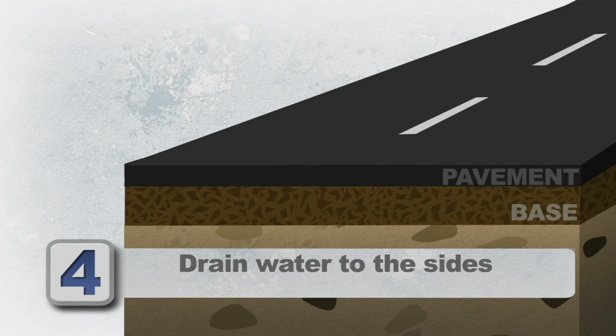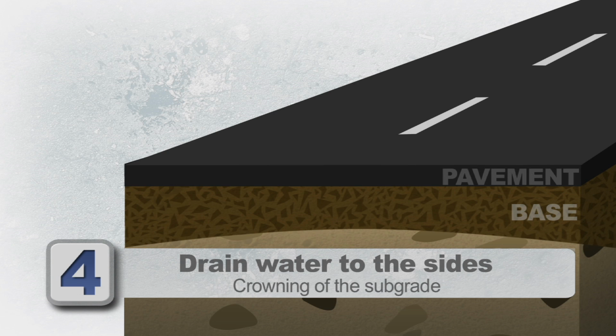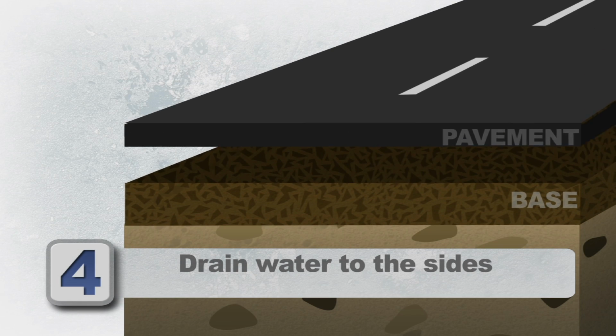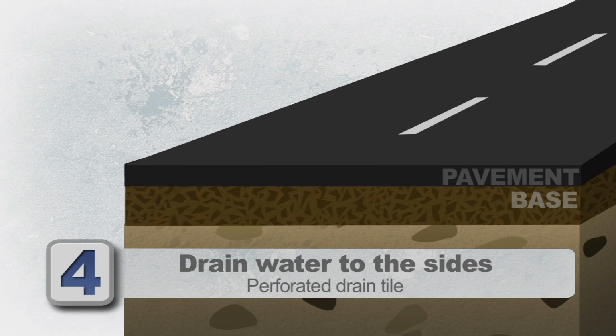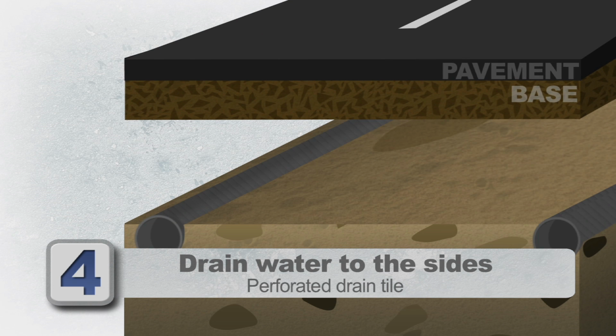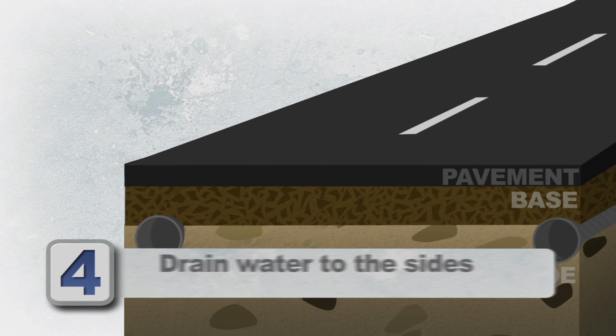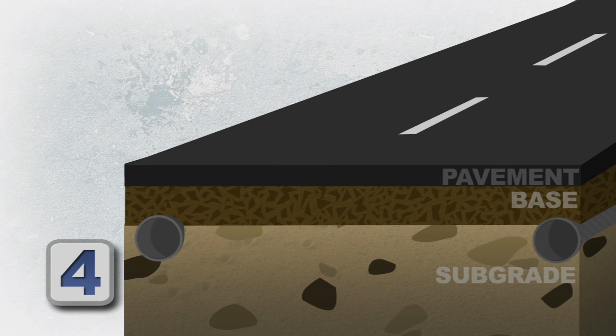Water can also be drained to the sides of a pavement structure by crowning the subgrade. If the subgrade is relatively impermeable and the overlying base material has been designed to accommodate drainage, water will drain off the upper surface of the subgrade. If the subgrade is somewhat permeable, it will absorb water until it's saturated, and then additional water will flow to the sides. Yet another way to move water to the sides of a pavement structure is to install perforated drain tile at the outer edges of an excavated subgrade. If the fines content of the base is not too high, gravity will drain water into the tile.